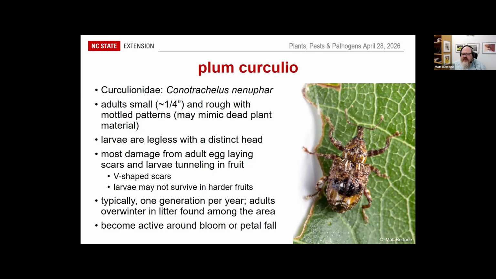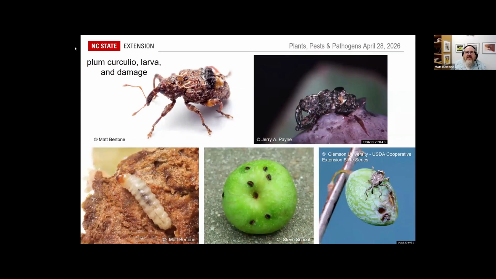The larvae may not survive in harder fruits, but they will still try and lay eggs, which causes the superficial scarring and some subsurface kind of damage. And so they can be a pest of even harder fruits like apples, where they're just laying eggs even if the larvae don't develop fully. Typically, there's one generation per year, and the adults are overwintering among leaf litter in the area. So controlling the leaf litter can help reduce the places where these overwinter, and they become active around bloom or petal fall for these plants.